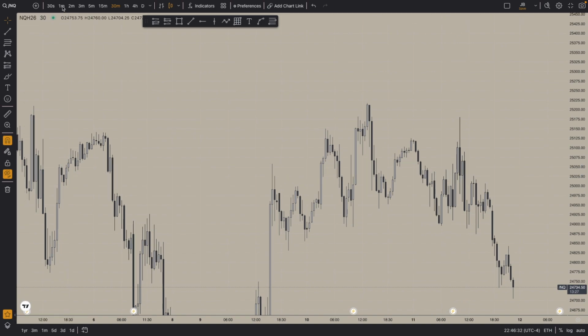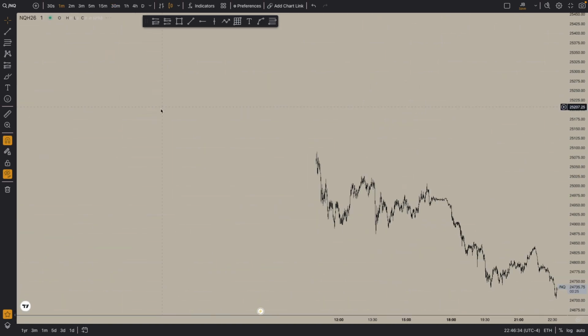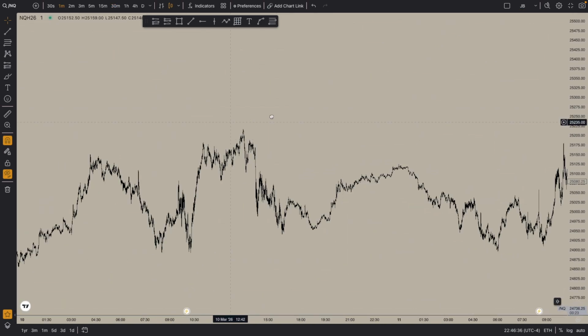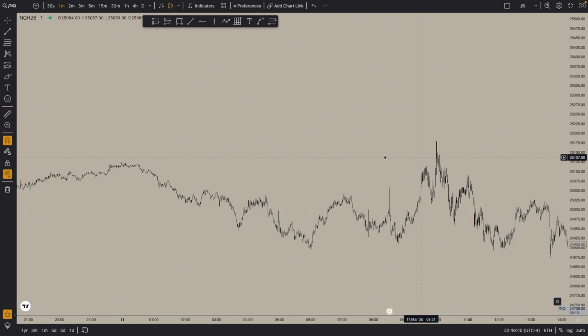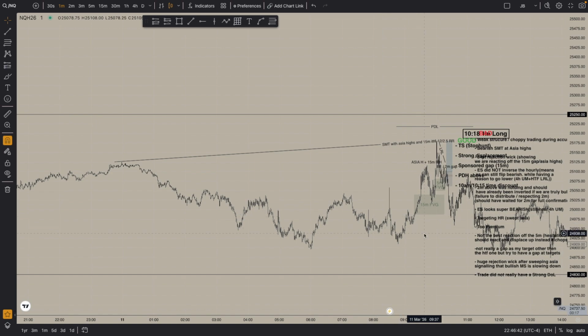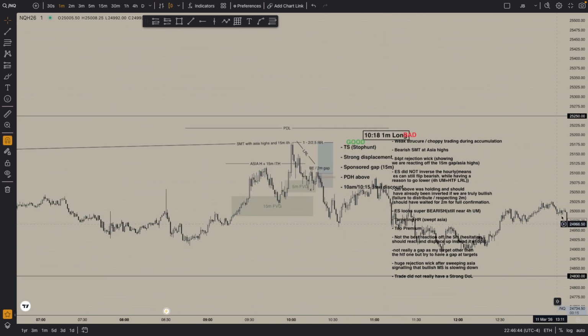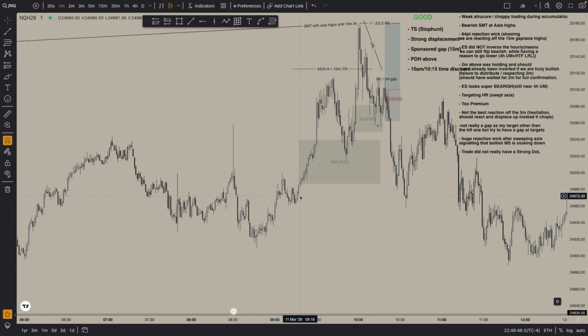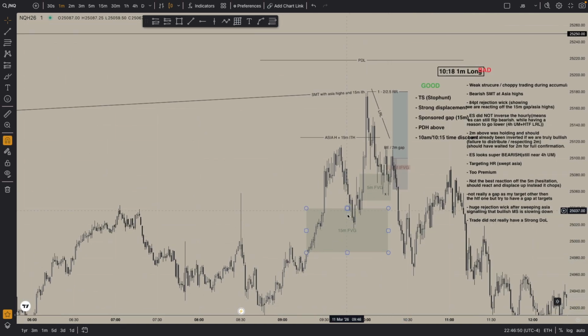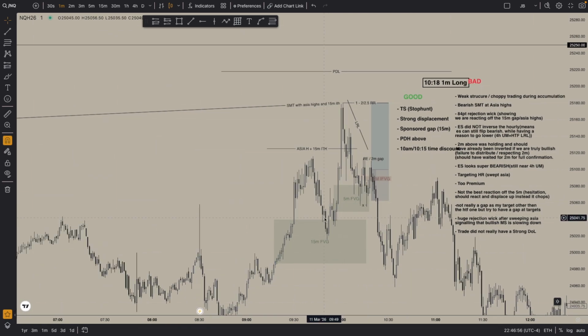But let's go over the trade that I took. So I have a lot of notes on this. Basically what we do off open is we just rip up. First, we tap into this 15-minute gap, which I'll recap in a second, of this trade here.